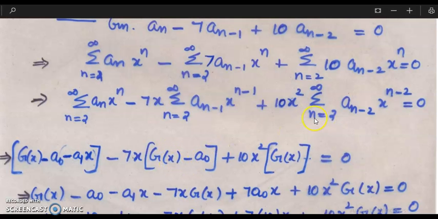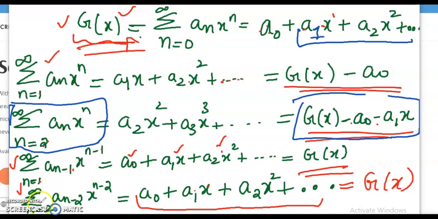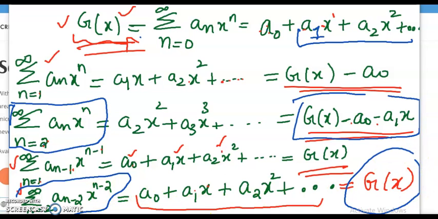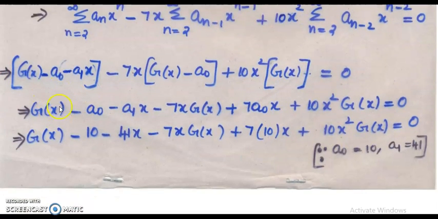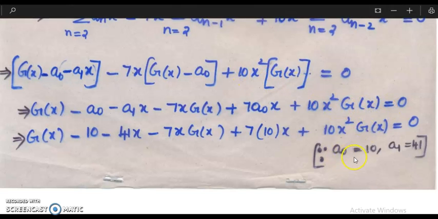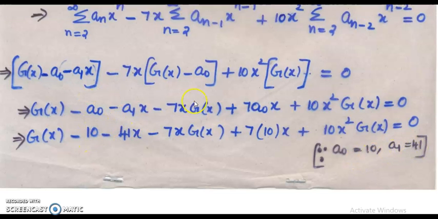Then the third term, n is 2 to infinity, a n minus 2 x power n minus 2, is nothing but g of x, so you can substitute g of x here. After substituting, just expand it: take the 7x inside, then take 10x square g of x. Now it is given in the question that a0 is 10 and a1 is 41. So instead of a0 you substitute 10, and instead of a1, is there a1?